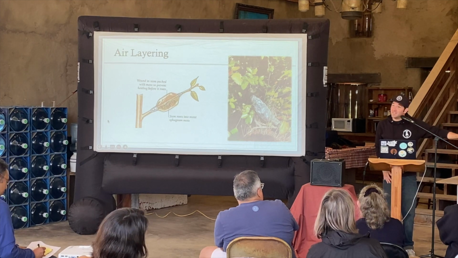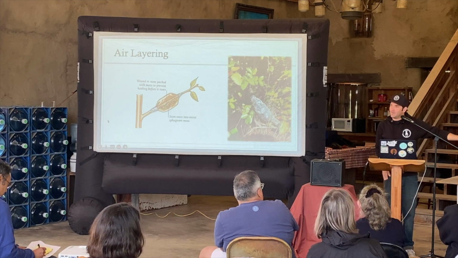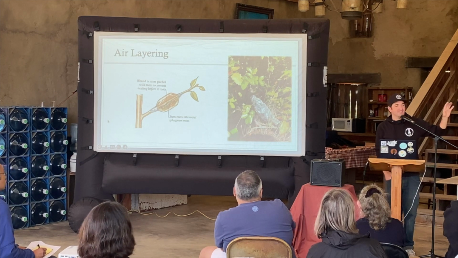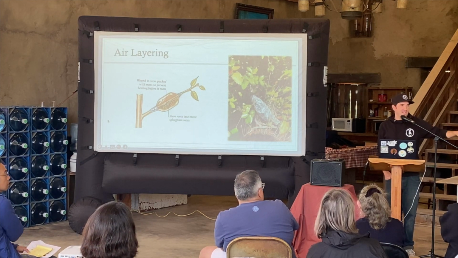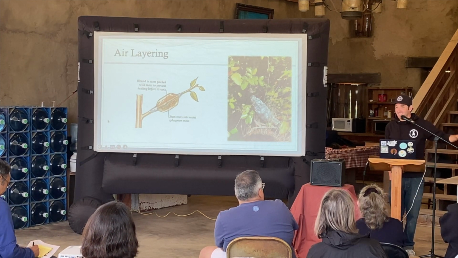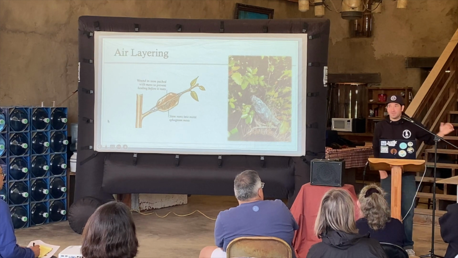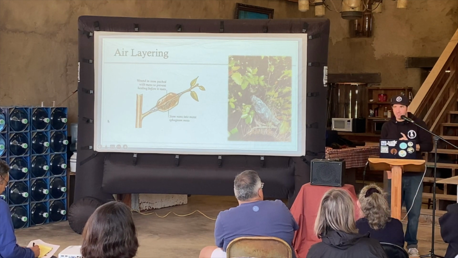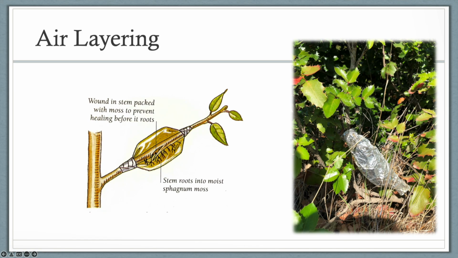So we want to take a cutting of this. It doesn't do that great from cuttings. And it has these traits, and even that, it doesn't really do that well from seed. So what do you do? One way that you can do it, and they do this with a lot of tropical plants, is called air layering.